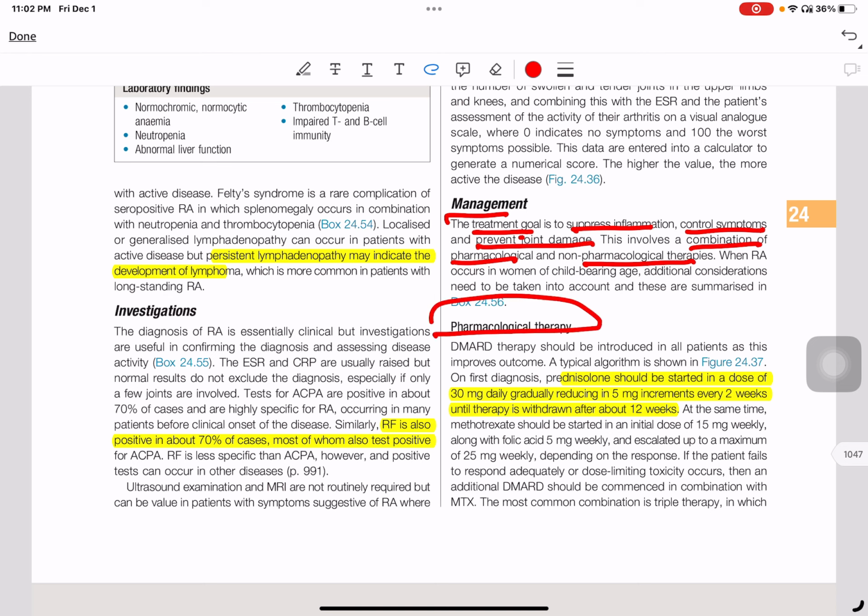So among the pharmacological therapy, DMARD is most important. In the early stage, there may be initiation of NSAID and steroid, that should be started at 30 mg daily, and that will be tapered over 12 weeks. Similarly, we should start DMARD like methotrexate, that should be optimized over 12 weeks. To counter the side effects, we have to give folic acid, PPI, proton pump inhibitor, and calcium and vitamin D supplementation.